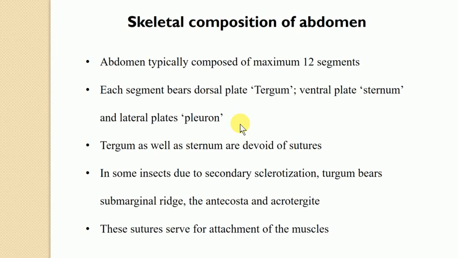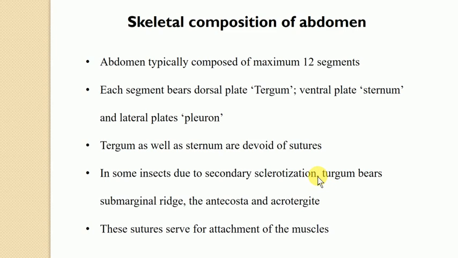In some insects, however, as a result of secondary sclerotization, the tergum bears a submarginal ridge, and that submarginal ridge is known as the antecosta, and the anterior-most band is known as the acrotergite. But this is only exceptional, where there is a presence of secondary sclerotization. So otherwise, sutures and intersegmental sclerites are generally absent in the abdomen of an insect.